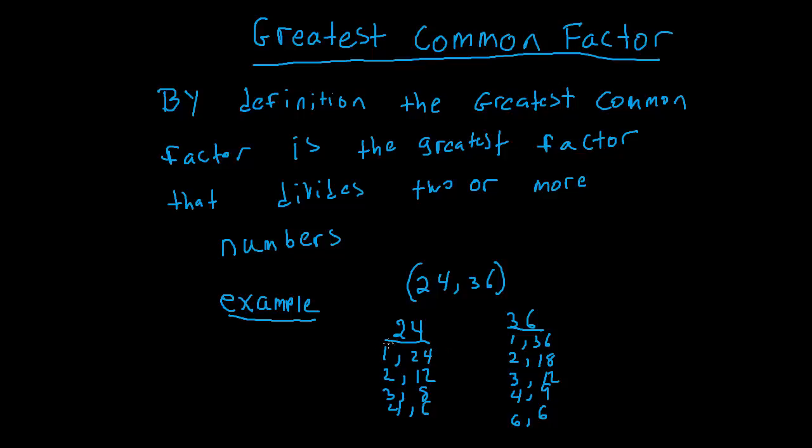Now what I do is I want to find the greatest factor. So for example, they have a 1 in common, but that's not the greatest factor. They also have a 2 in common. But is there anything bigger? Well, 4 is bigger. 6 is bigger. But 12 is bigger, and there's nothing bigger than 12. So the biggest factor is actually 12. So then the GCF of these two is 12.